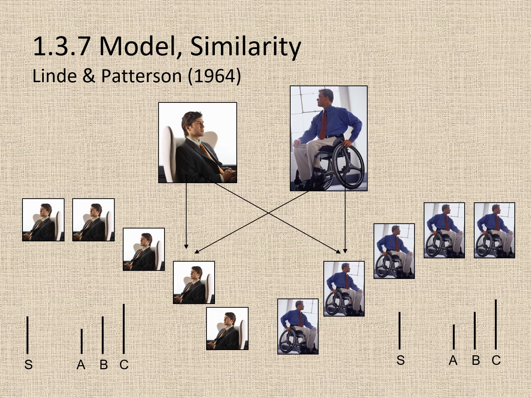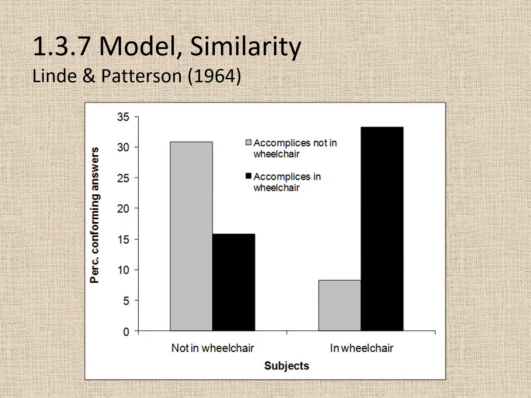Subjects who don't sit in wheelchairs conform more with accomplices who, like themselves, don't sit in wheelchairs than with accomplices who sit in wheelchairs. You see? And the complete opposite for those who sit in wheelchairs. So a subject who sits in a wheelchair tells the same wrong answer as the accomplices do to a higher degree if those accomplices, like themselves, sit in wheelchairs compared to if they don't. So, of course, we ask ourselves, why is that? Why?